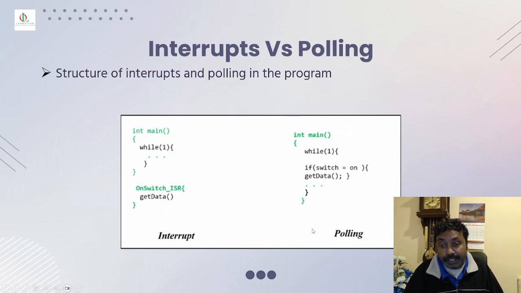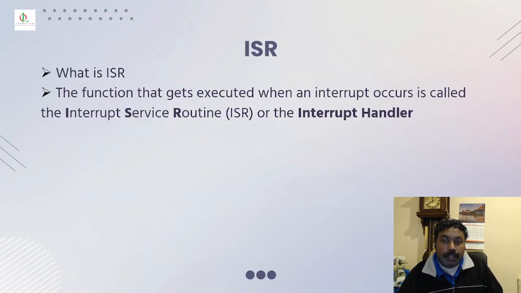Whenever an event happens, it may go to the ISR, and that's where the interrupt is really handy, so you can handle any event that occurs during execution. So what is an ISR? The function that gets executed when an interrupt occurs is called the interrupt service routine. An interrupt handler is nothing but another function. Whenever an event occurs, it goes into a special routine called the ISR, the interrupt service routine.